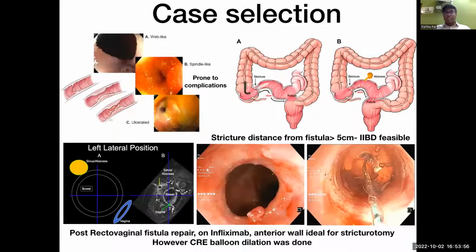I'm not going into details of this. It has already been discussed that if the stricture distance from the fistula is more than 5 centimeters, you can still do a dilatation in case of IBD. And also the location is important.